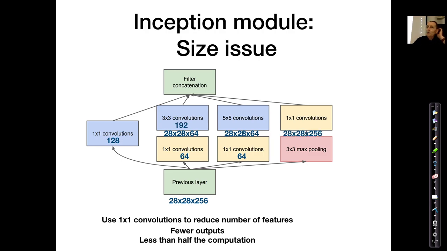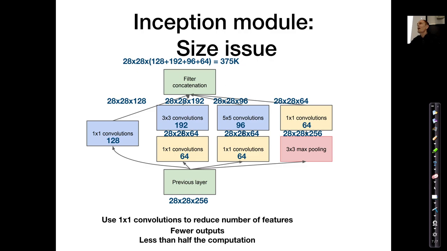Okay, and then for the max pooling, we go ahead and do the max pooling, and then we do a subsequent 1x1 convolution to reduce the number of features. So we can end up here with 64 of the max pooling, when we're done with max pooling and done with our 1x1 convolution. So we end up now with a total of 375 instead of the 530 or something. So we're a little more than a half. But that saves number of weights there, right?